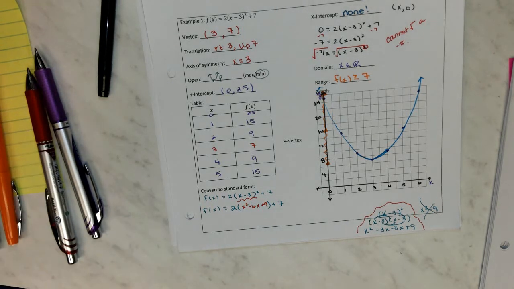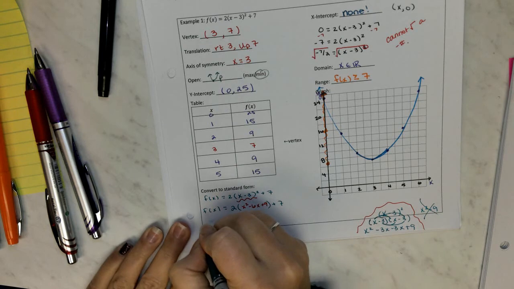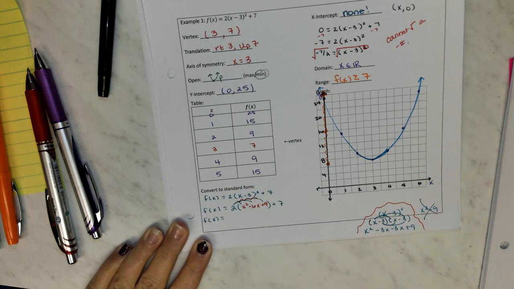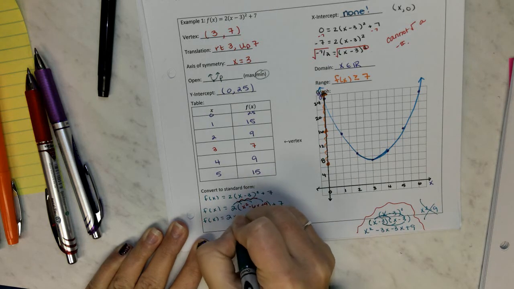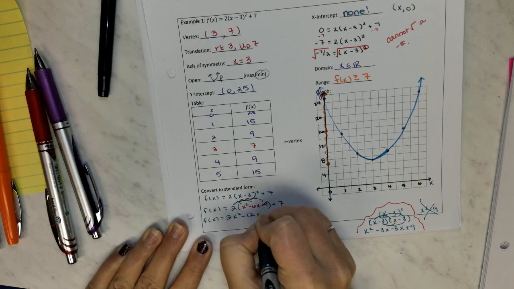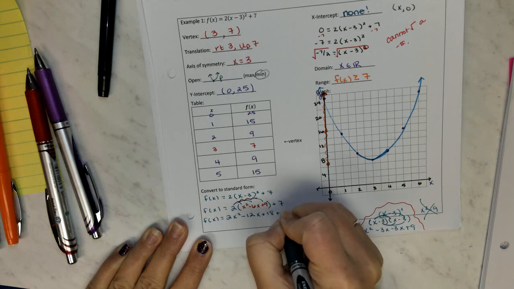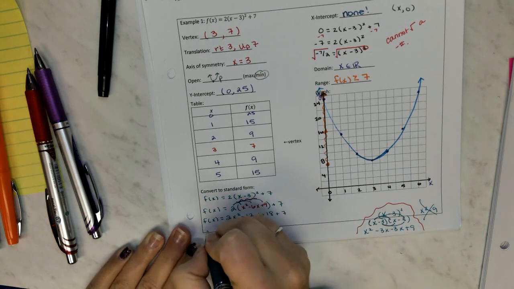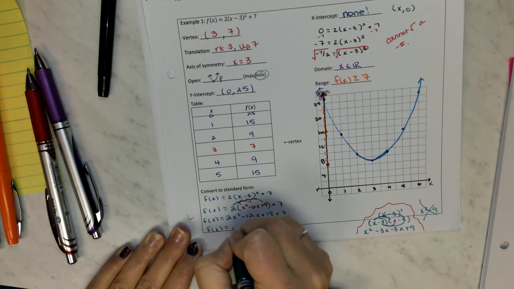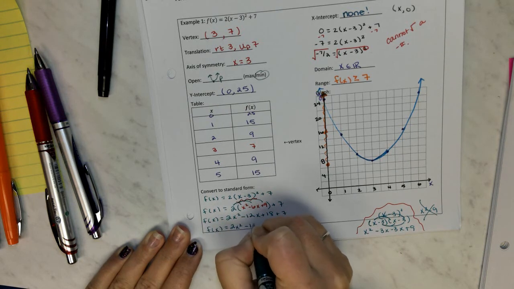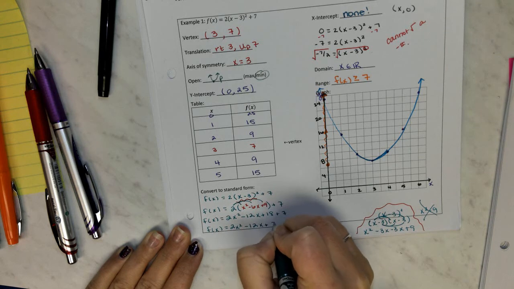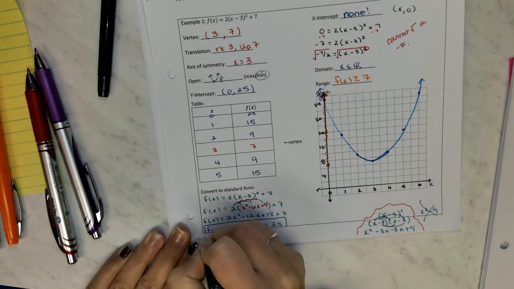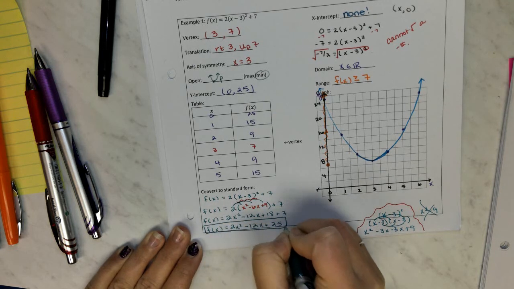Because from here, I'm confident that you guys can go ahead and continue to simplify. F of x equals, distribute that 2 to all three terms. 2x squared minus 12x plus 18 plus 7. And now you'll have more like terms to add, so 18 and 7. So f of x equals 2x squared minus 12x plus 25. This is the equation in standard form.